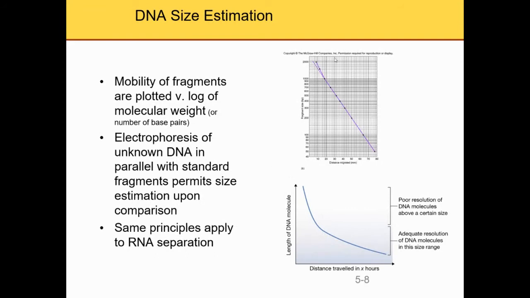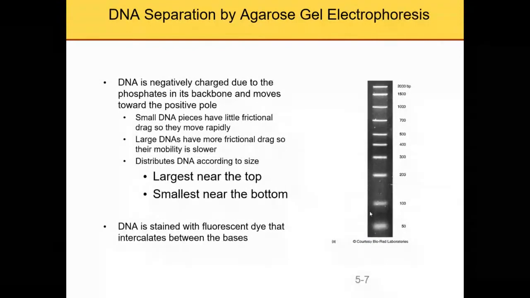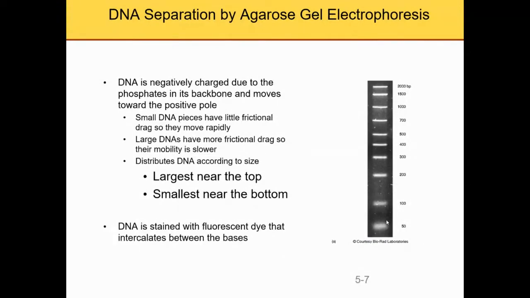And the DNA size estimation that we would skip because we don't do the estimation, but this graph here just tells you the distance travel and also the size of DNA. So the large DNA fragment will be here, and then they have poor resolution. Small DNA fragment will be here, will have the better resolution. If you look at this picture, then you will understand.